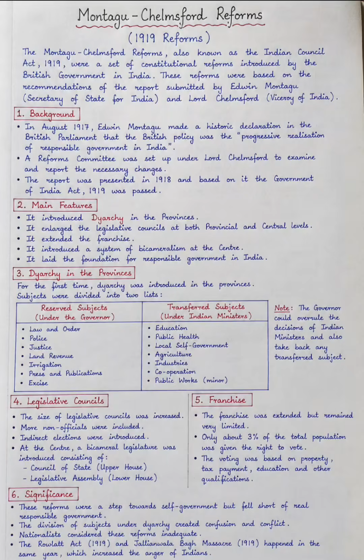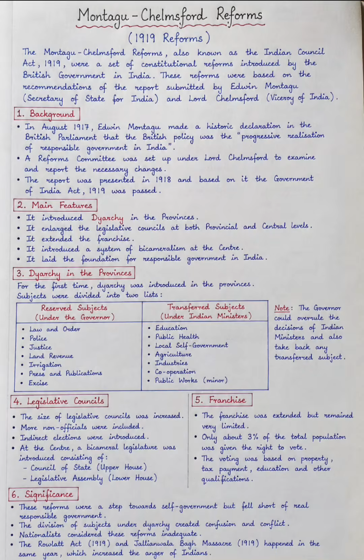1. Background: in August 1917, Edwin Montagu made a historic declaration in the British Parliament that the British policy was the progressive realization of responsible government in India. A reforms committee was set up under Lord Chelmsford to examine and report the necessary changes. The report was presented in 1918, and based on it, the Government of India Act, 1919 was passed.